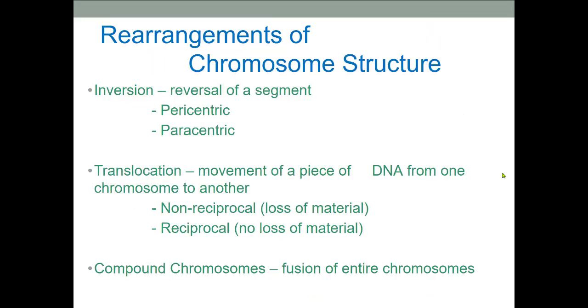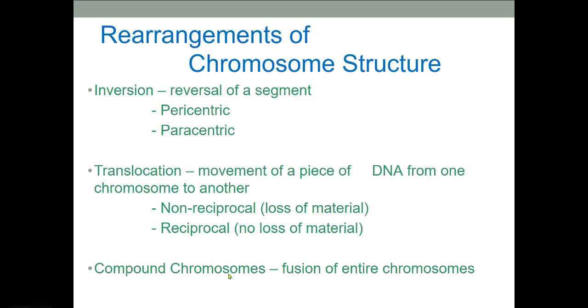So I've used some words along the way. Inversion is reversal of a segment. It can be pericentric or paracentric, depending on whether the centromere is involved or not. Translocation is movement of a piece of DNA from one chromosome to another. This can occur in a non-reciprocal way, which means we've lost something. So I moved a piece from one place to another, but lost a little bit along the way. Or reciprocal, where I don't have a loss of material overall.